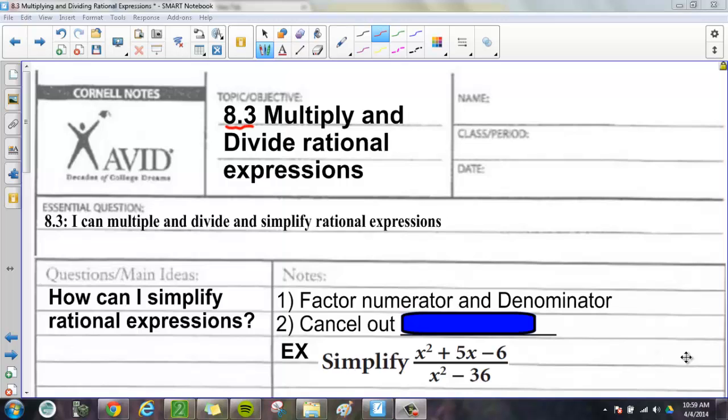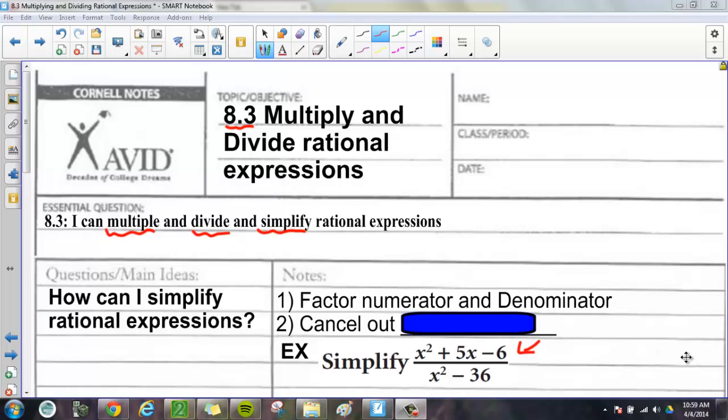We are going to start with chapter 8.3, which is going to be dealing with multiplying and dividing rational expressions. Your goal by the end of the day, your essential question, is to be able to multiply, divide, and simplify two rational expressions such as the one you see right here. So let's just jump right into it.